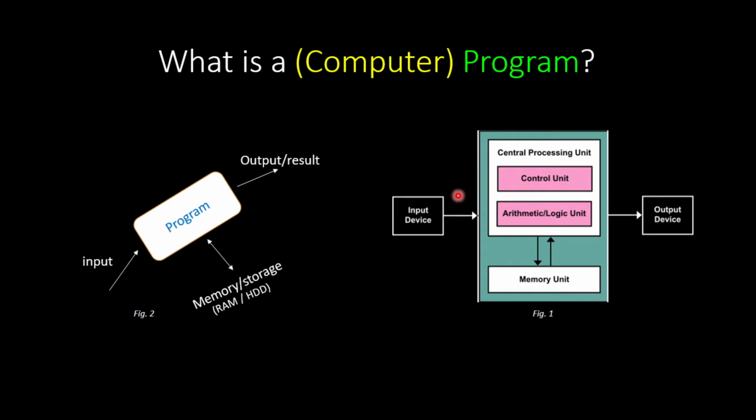So at the outset, what you can understand is that a program is a set of instructions or commands given to a computer with the help of an input, and once the program understands your input and the logic behind your instructions, it will definitely give you an output or a result. And in order to make this happen, we need a memory storage.